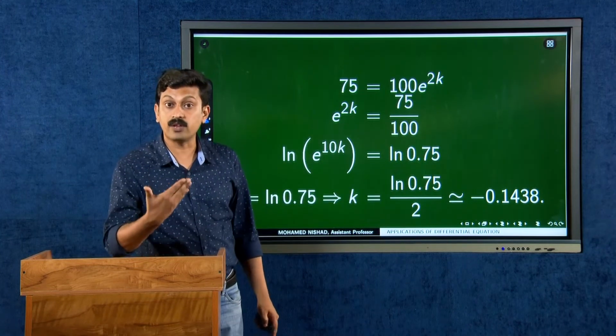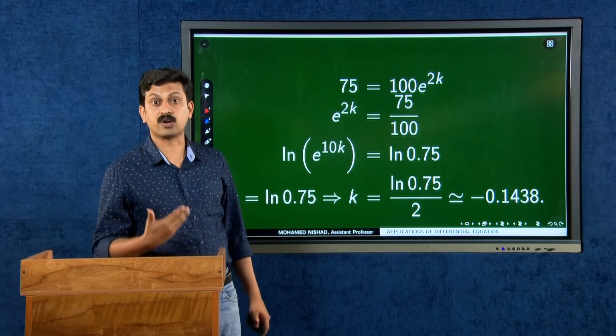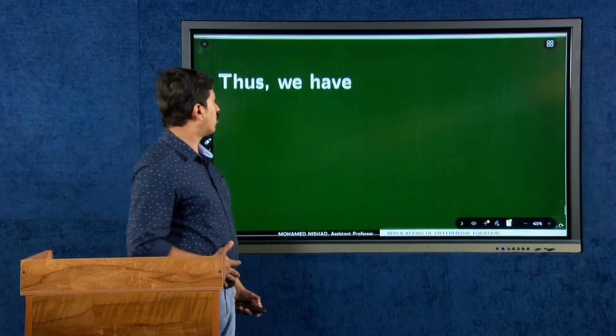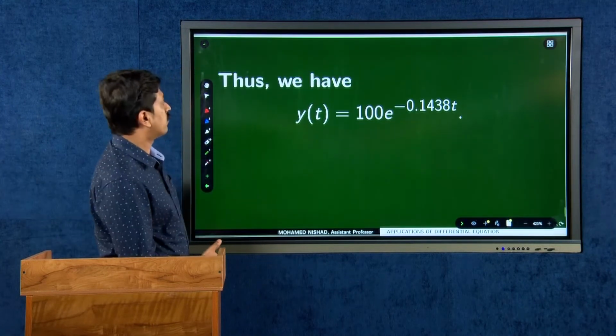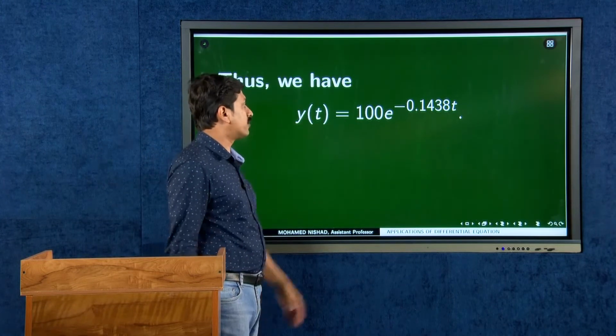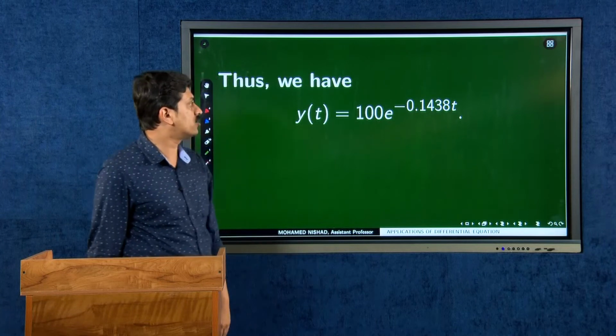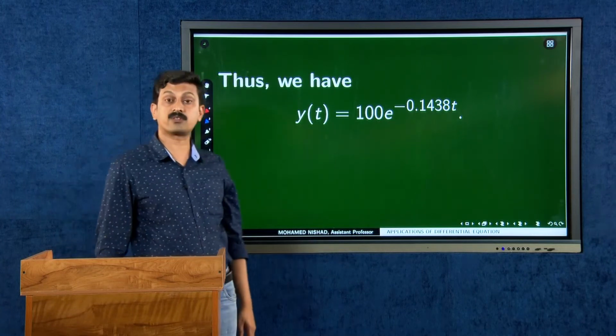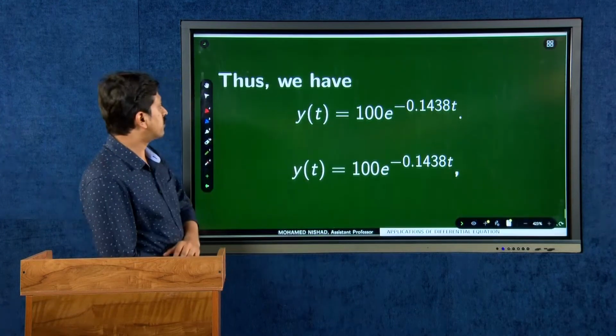So, whenever the value of k is less than 0, instead of growth, decay happens. Okay. Thus, we found a model, that is a function y of t equal to 100 into e raised to minus 0.1438 t. This is the model we found.